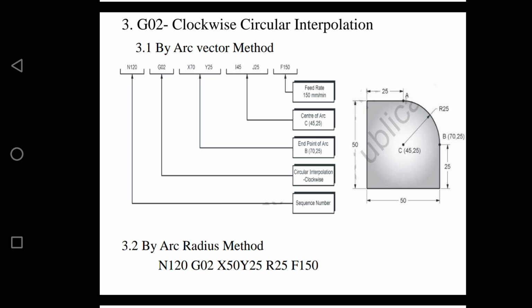We are seeing here a workpiece with dimensions of 50 by 50, and I wanted to have the circular interpolation, or I wanted to cut one side of the workpiece with a radius of 25 mm. I wanted to have the arc. That is the circular interpolation. We can write the program for circular interpolation using two methods. One is the arc vector method and the second one is the arc radius method. So what is the arc vector method?